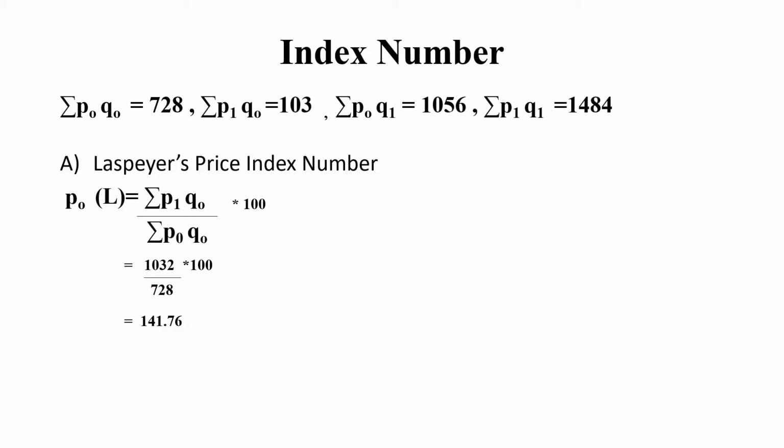So we'll be substituting the values in a formula, that is P0 Q0 is 728, P1 Q0 is 1032, and P0 Q1 is 1056, P1 Q1 is 1484. So for Laspeyres, P1 Q0 upon P0 Q0, 1032 upon 728, divided and multiplied by 100. We'll be getting the answer 141.76.